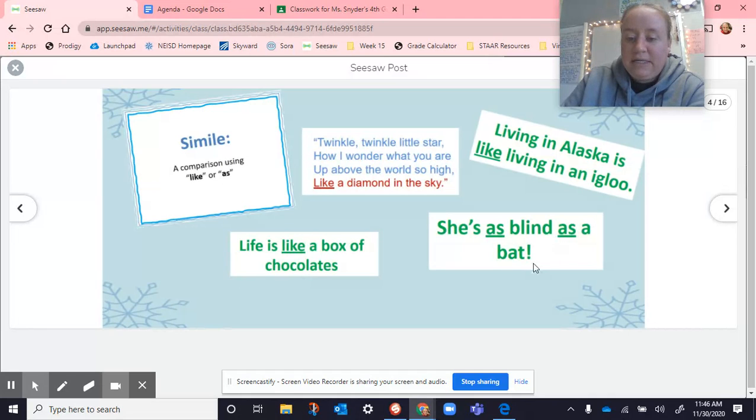She's as blind as a bat. So they're comparing the girl with a bat. Alaska, and they're comparing its coldness to being like an igloo. So they're using that word either like or as.